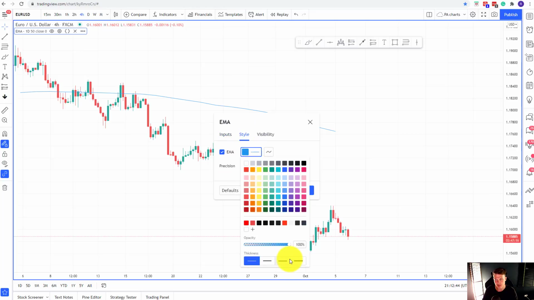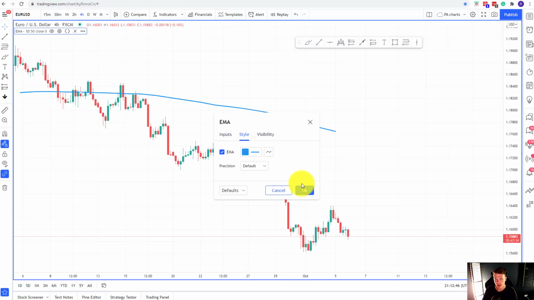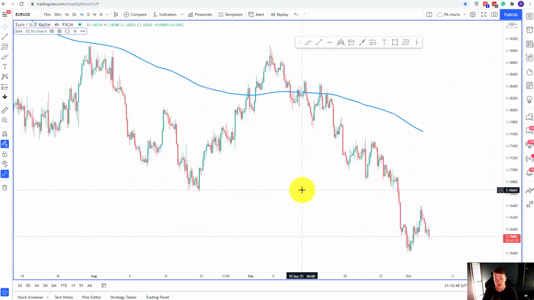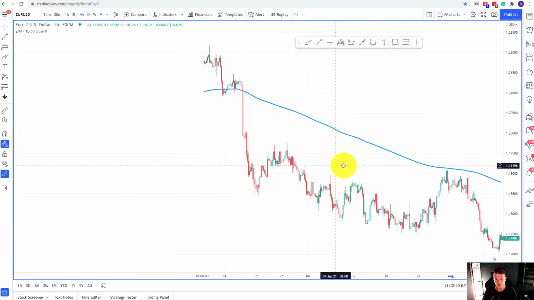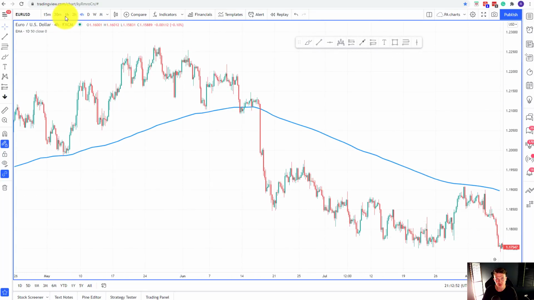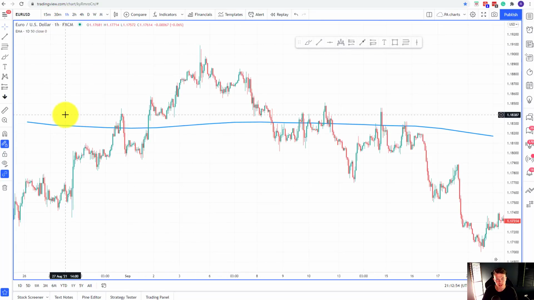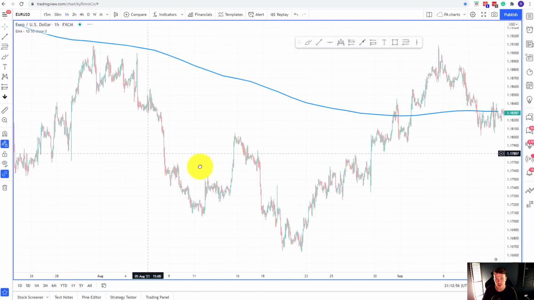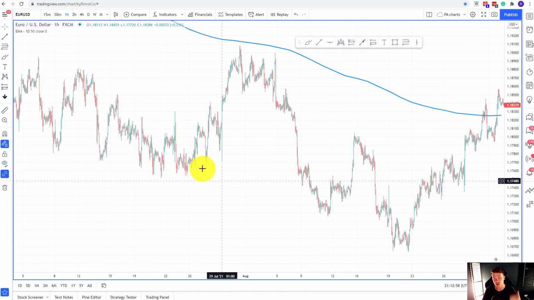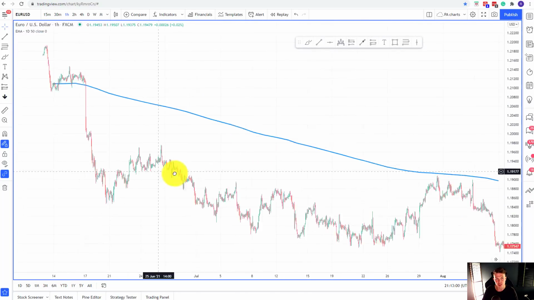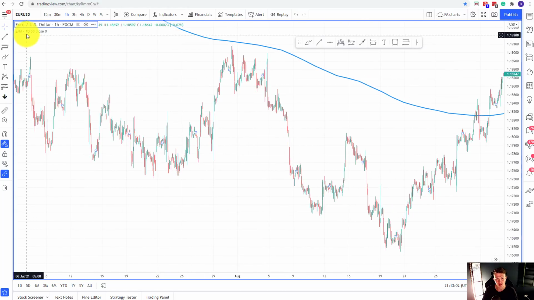I also like to just make it a little bit bigger and thicker, and you can see now we have the daily time frame moving average on our lower time frames. And if we go to the 1 hour, it's always going to stay the daily time frame moving average here. So it's a very nice way to actually get the higher time frame information into our lower time frame here with this nice setting from TradingView.